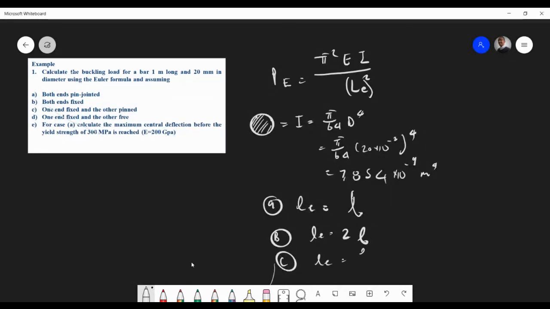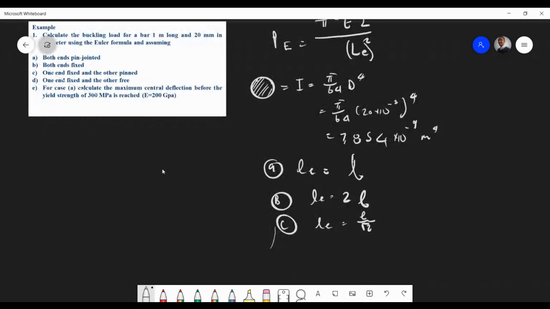Make sure you know this. The marks just come from really knowing. Obviously, you're going to have to think about it. So that is going to be for one fixed, the other pinned, I think, and the last one will be, what's the other one? One fixed and the other one free, which will be LE equals 2 times L.